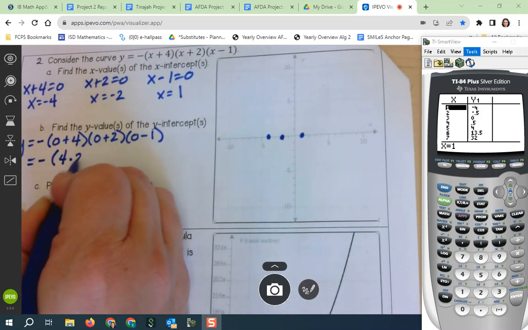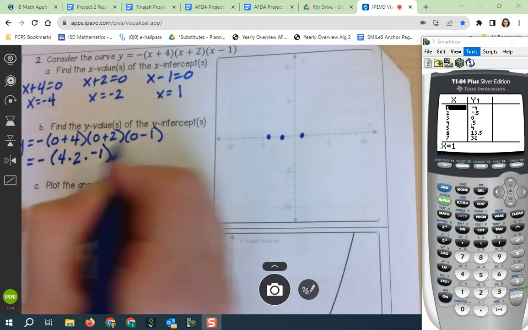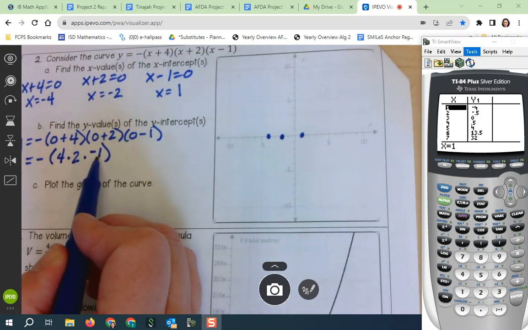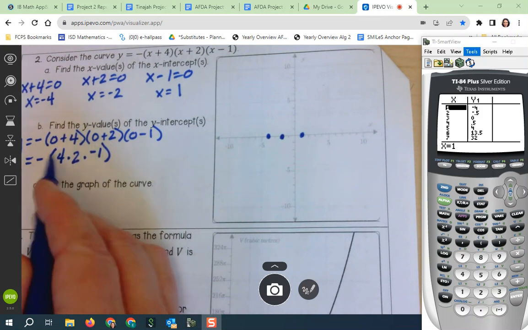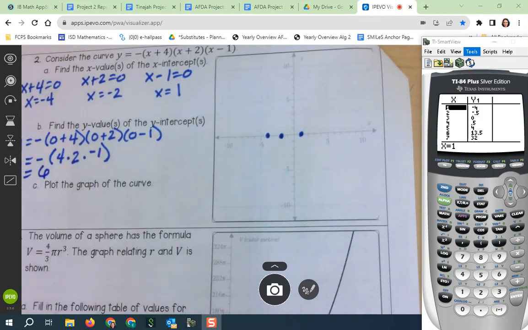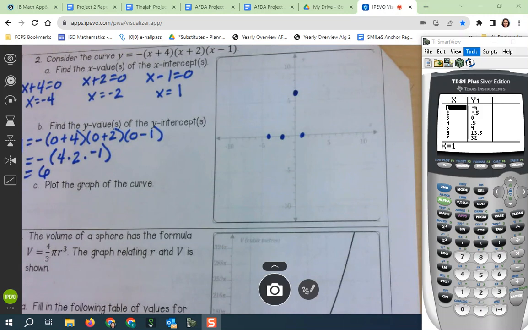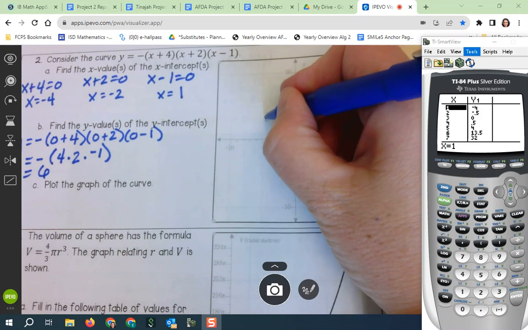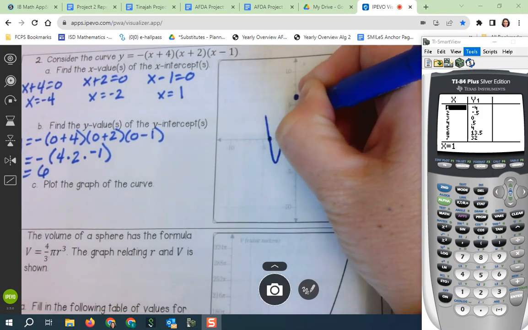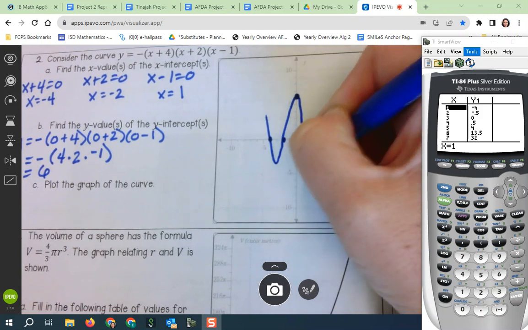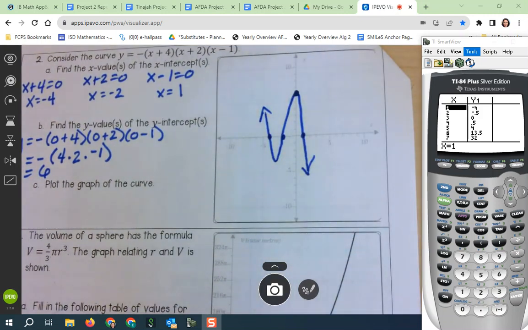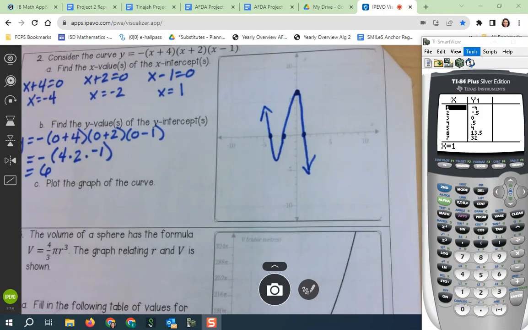Okay, so 4 times 2 is 6, times negative 1 is negative 6, and then there's a negative in front, so I just get 6. All right, and so now that we have those points, that's actually enough to sketch in the general shape. It's not exactly that shape, but it's close to that shape, and that's good enough for a sketch. You could graph it in your calculator just to make sure that you're generally in the right place.